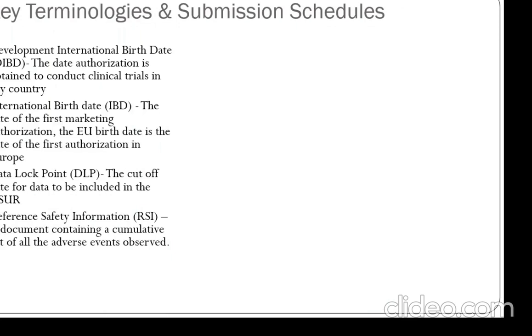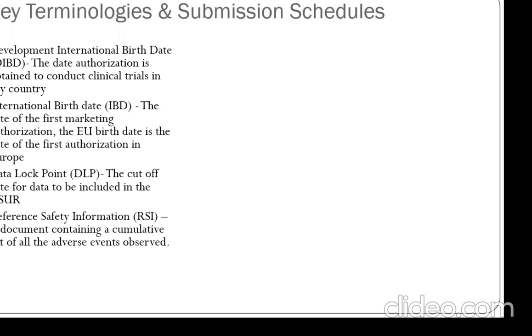So the DIBD, which relates more to the DSUR, is the date of authorization obtained to conduct the first clinical trial in any country. IBD, I think most of you will be aware, is the date of first marketing authorization, whereas the EU birth date is the date of first authorization in Europe. There is a list of schedule for EU, which is available on the EMEA website. And of course the data lock point, which is the end date, which stops the review period.